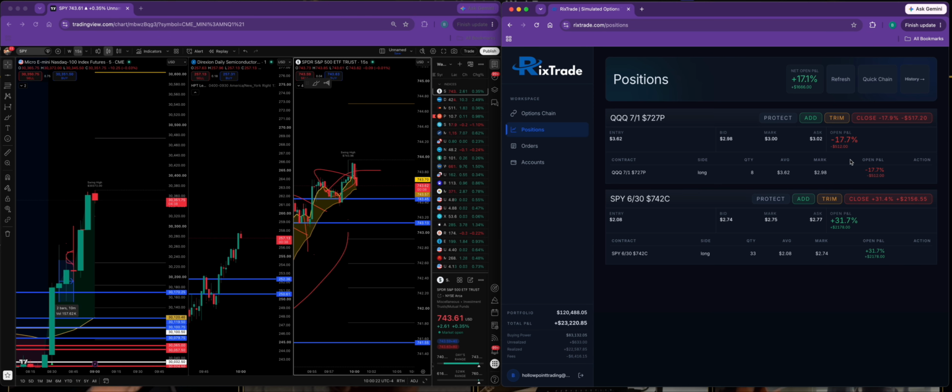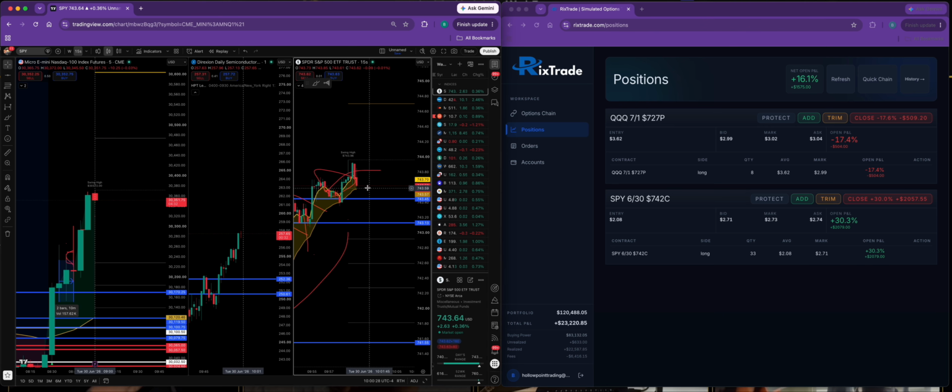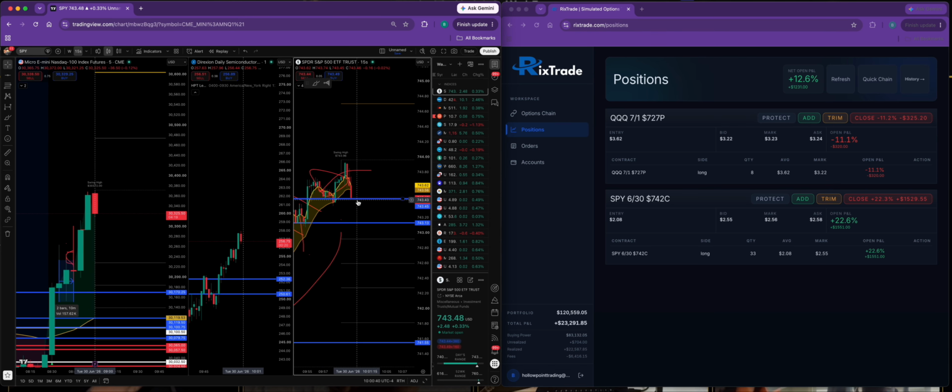So contracts seem to be rising though, despite dropping a bit here. So it's probably just IV. I don't have it pulled up, but most likely, more than not, that's just IV. So yeah, this looks bearish right here.